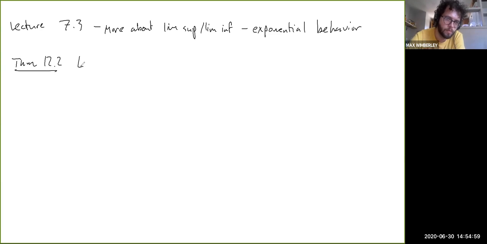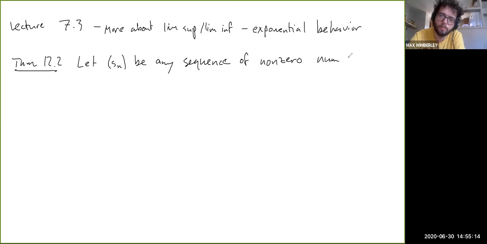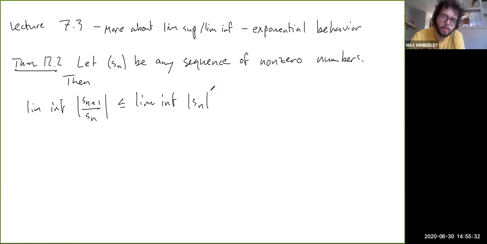So this is Theorem 12.2. Let Sn be any sequence of non-zero numbers, then we have lim inf of Sn+1 over Sn is less than or equal to lim inf of Sn to the 1 over n, which is less than or equal to lim sup of Sn to the 1 over n, which is less than or equal to lim sup of Sn+1 over Sn.